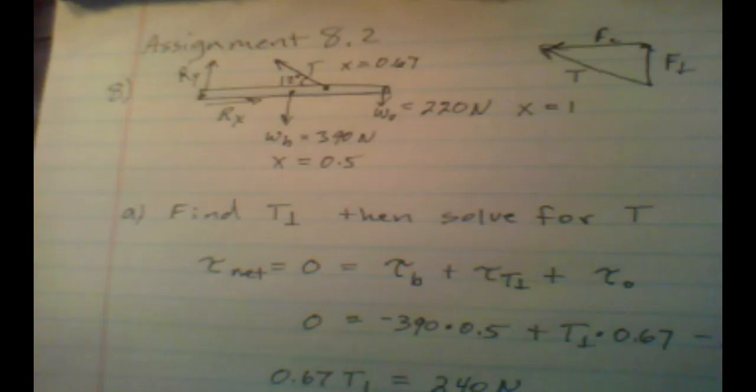So then we have a negative 290, and that's negative because it's causing clockwise torque, times 0.5 meters, plus the perpendicular component of the tension force times 0.67, minus 220 newtons, and again it's negative because the weight of the object is also causing clockwise torque. So it's a negative 220 newtons times 1. And that ends up giving us 240 newtons for the clockwise torque. And we're going to add that to both sides, so it ends up being positive.